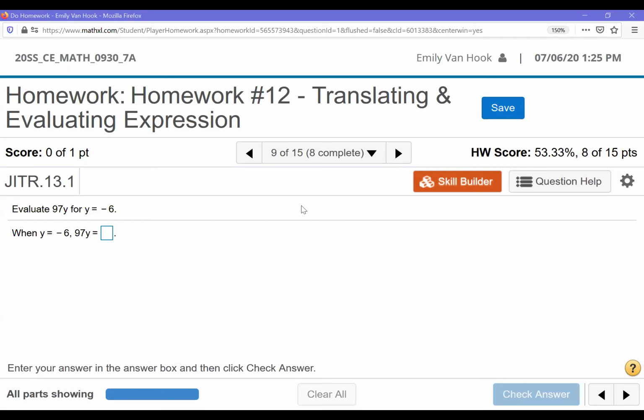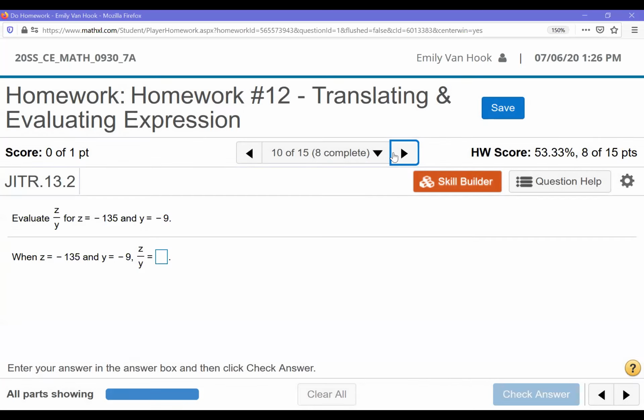Okay, so those are the first 8 problems. There's 15 in this homework assignment. So the first 8 were translating, and now the last 7, I guess, are going to be evaluating expressions. So these are the ones where you're plugging in a number for a variable. So I'm not going to do all of them. Let's maybe find a hard one.